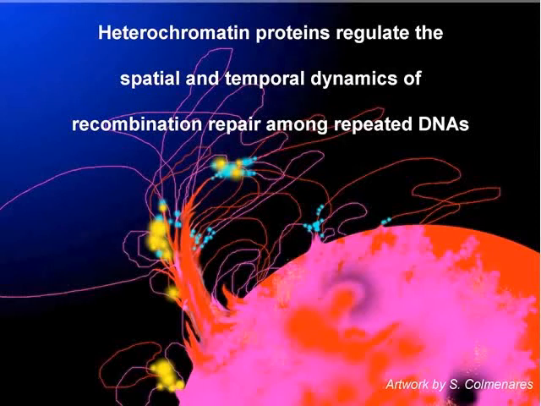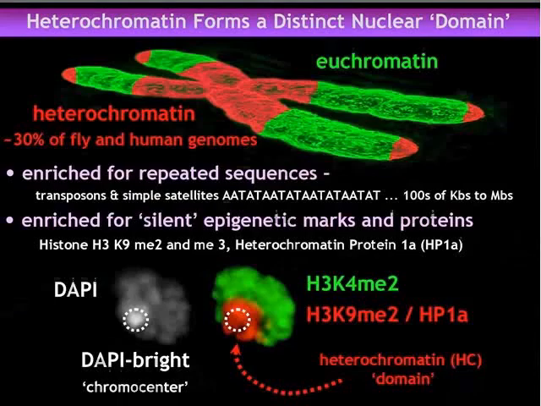So first, let me give you a little introduction to heterochromatin. About 30% of the fly and human genomes are considered heterochromatic, and what distinguishes these regions is that they're enriched for repeated sequences, including simple sequences like AATAT for hundreds of kilobases to megabases. Also enriched for what are known as silent epigenetic marks and proteins such as H3K9 dimethyl and trimethyl, and also heterochromatin protein 1 or HP1a.